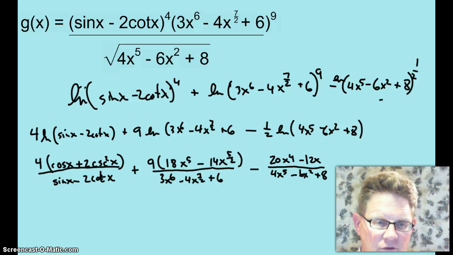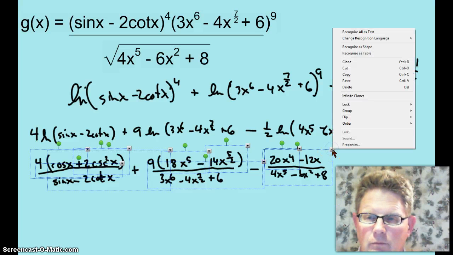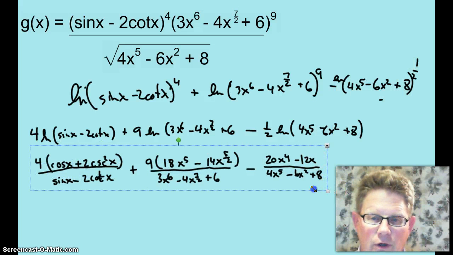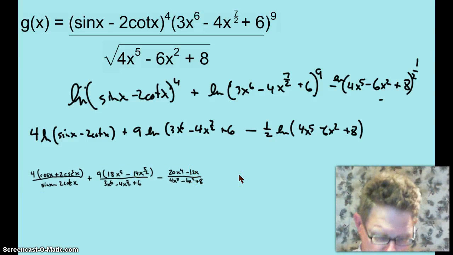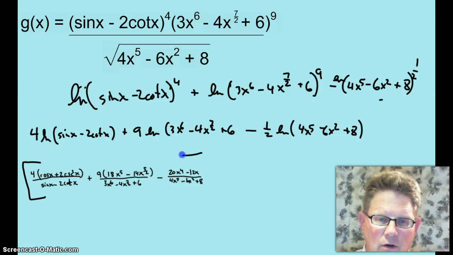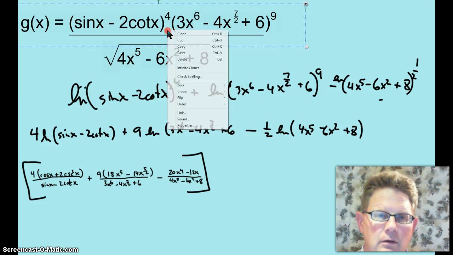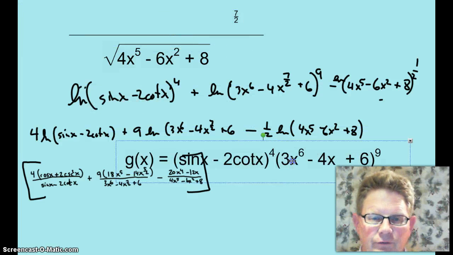Okay, there's the derivative of that set of natural logs. Whew. Okay, and according to our definition of logarithmic differentiation, we're going to take this, right here, the derivative of the natural logarithm. We're going to multiply all of that by g of x.